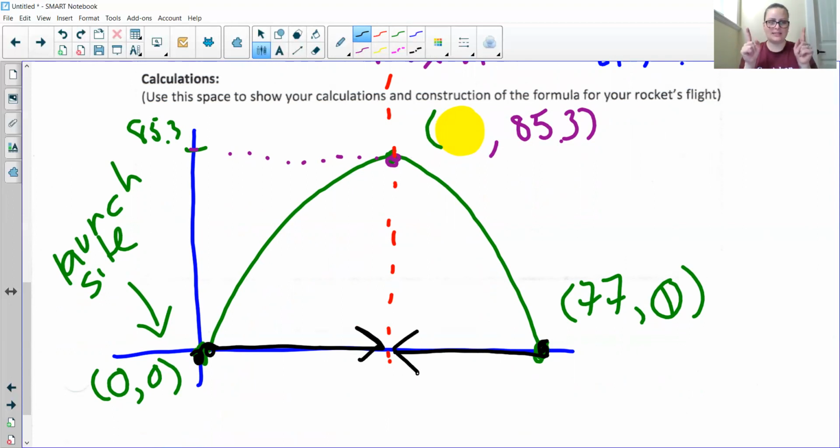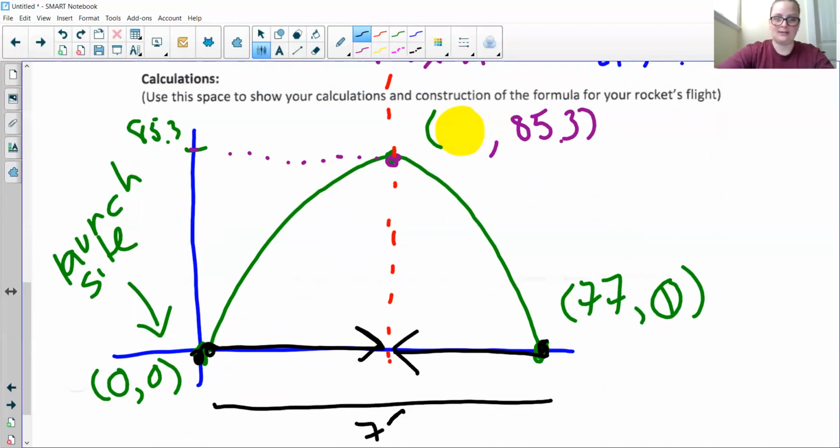If that whole distance between 0, 0 and 77, 0 is 77, where would be halfway? So you would take your 77, and you'll have a different number. You should not have the same numbers as me. It's going to be 38.5 because you split that distance in half because they have to be equidistant. So that means this vertex happens at 38.5.